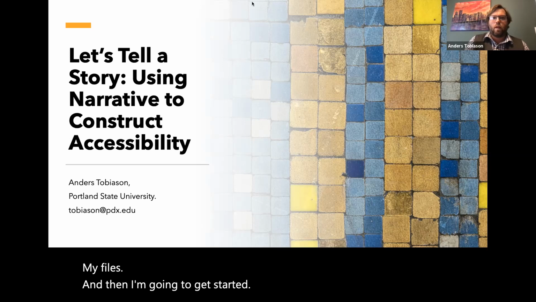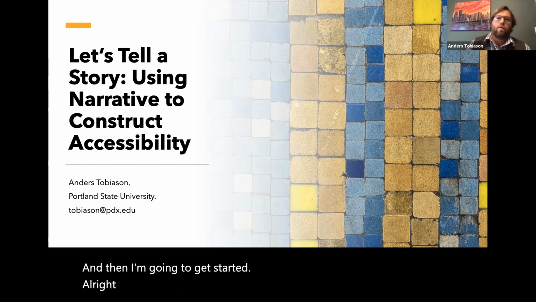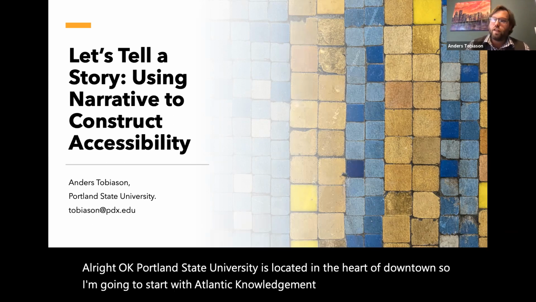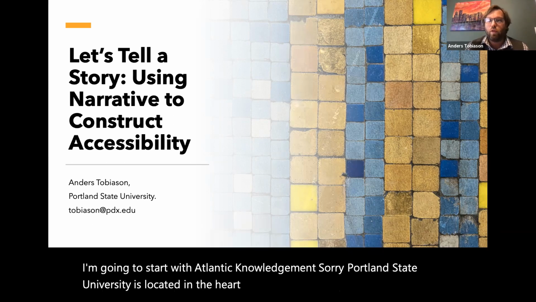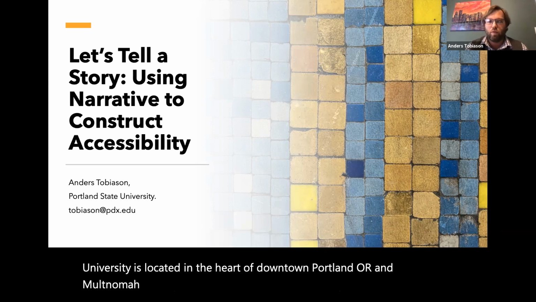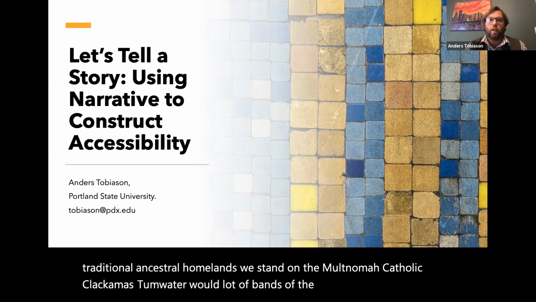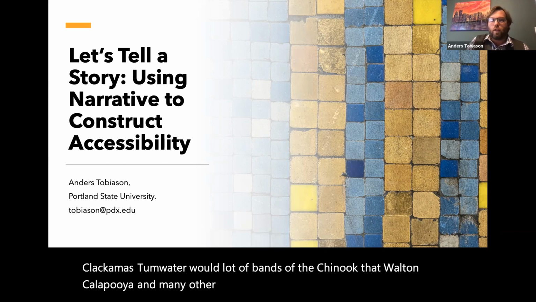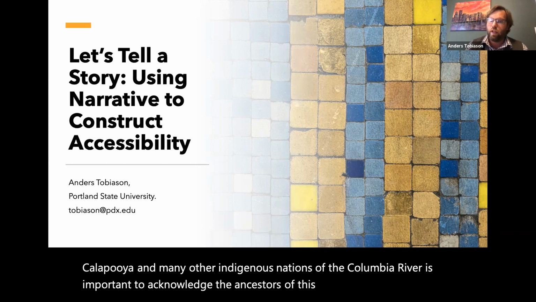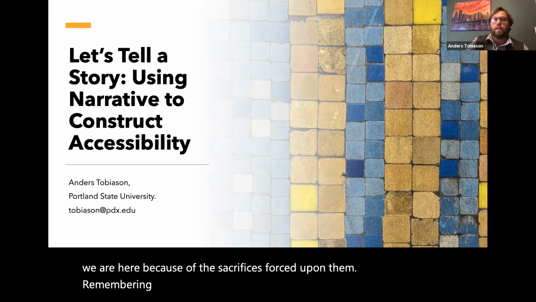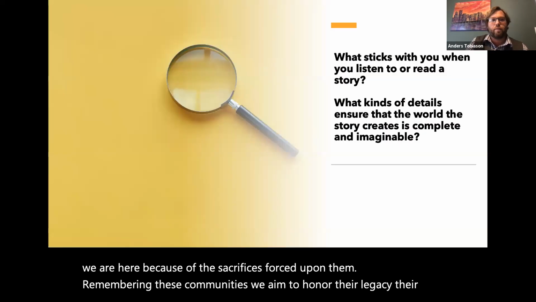All right. Okay. So I'm going to start with a land acknowledgement. Portland State University is located in the heart of downtown Portland, Oregon in Multnomah County. We aim to honor the indigenous people whose traditional and ancestral homelands we stand on. The Multnomah, Cathlamet, Clackamas, Tumwater, Wadlata bands of the Chinook, the Tualatin Kalapoya, and many other indigenous nations of the Columbia River. It is important to acknowledge the ancestors of this place and to recognize that we are here because of the sacrifices forced upon them. In remembering these communities, we aim to honor their legacy, their lives, and their descendants.